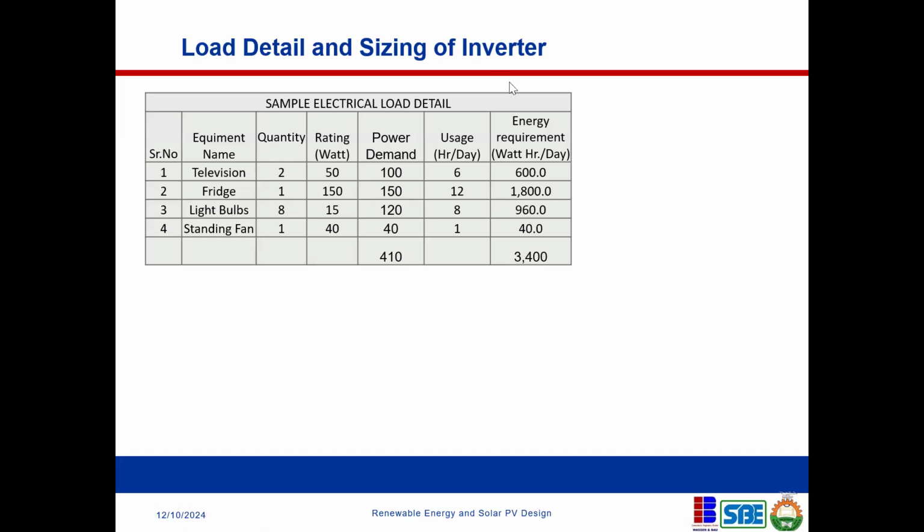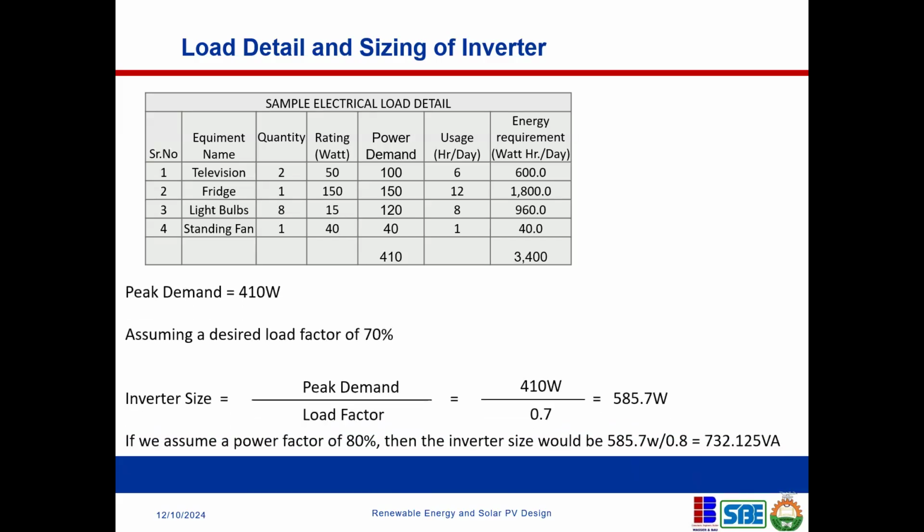Okay, so we're sizing inverters based on demand. Our demand in this case is 410 watts. If you divide that by 1,000, it becomes 0.41 kilowatts. So here's the way we do this. You have to make a certain assumption of your desired load factor.